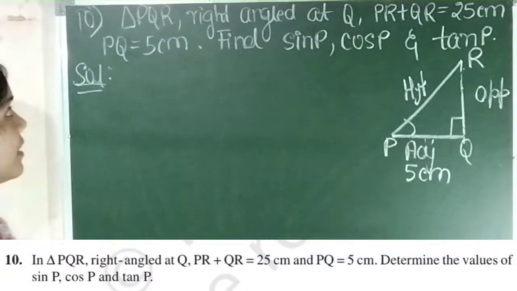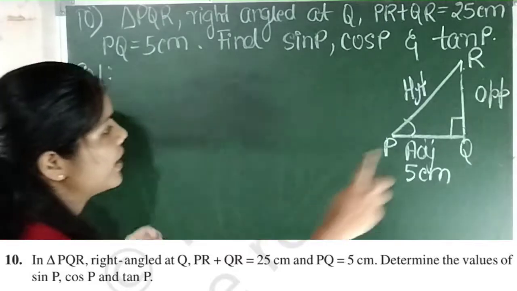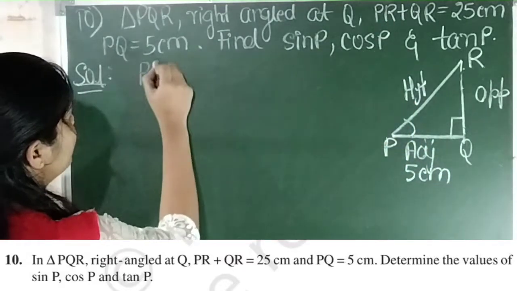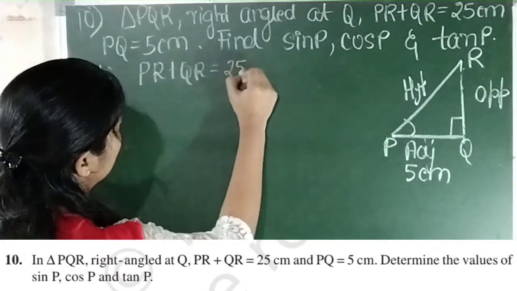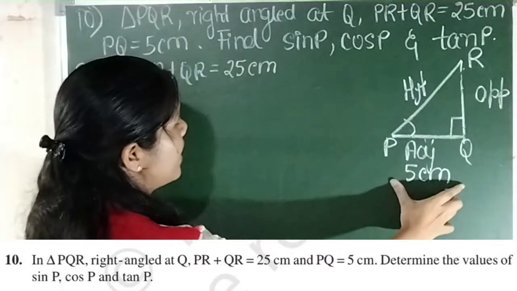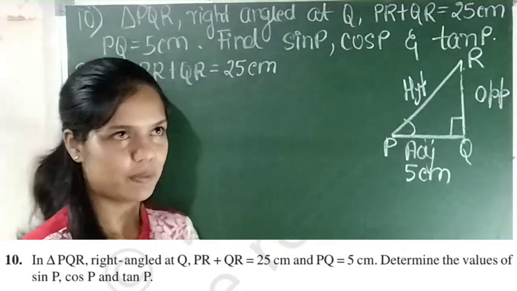Question number 10. In a triangle PQR which is right angled at Q, PR plus QR is equal to 25 centimeter. The value of PQ is equal to 5 centimeter. So we need to find sin P, cos P and tan P.